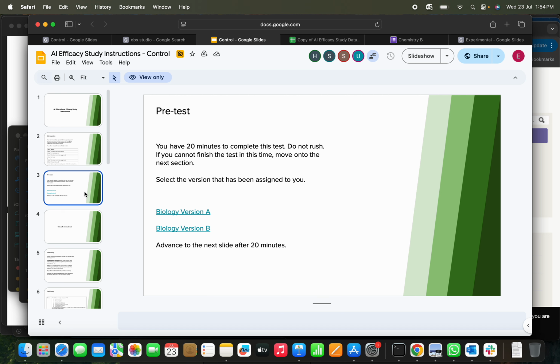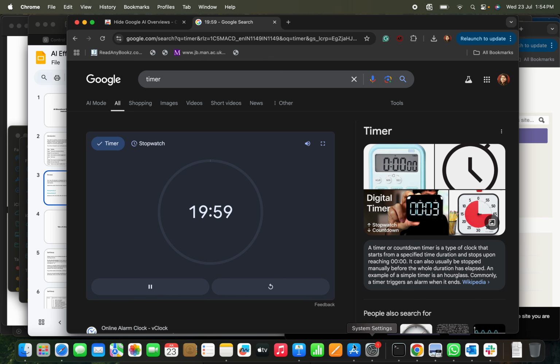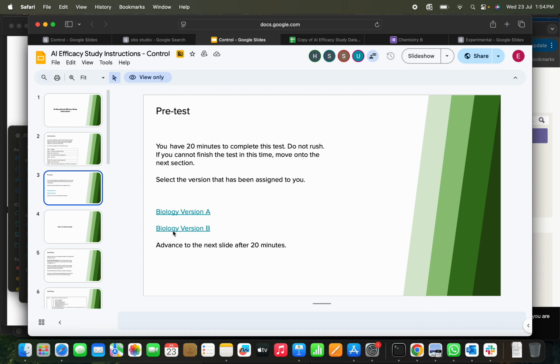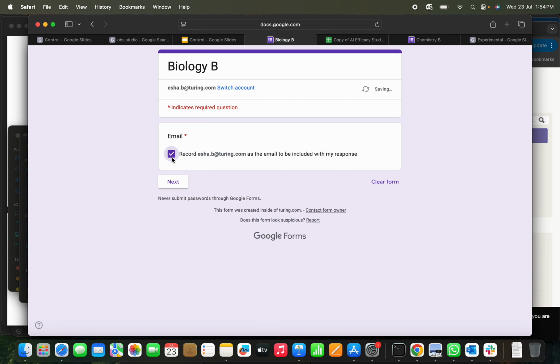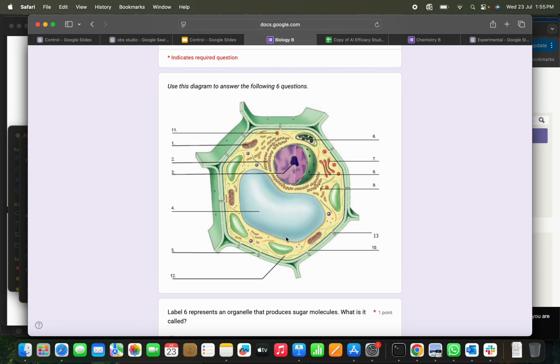All right. Select the version that has been assigned to you. So I have to select biology version B, and then after 20 minutes I'll switch to the next slide. Before that, let's start a timer for 20 minutes, and here we go. Let's go back to the site. I have to go to test B. Yes, next. I have to use this diagram to answer the following 6 questions.